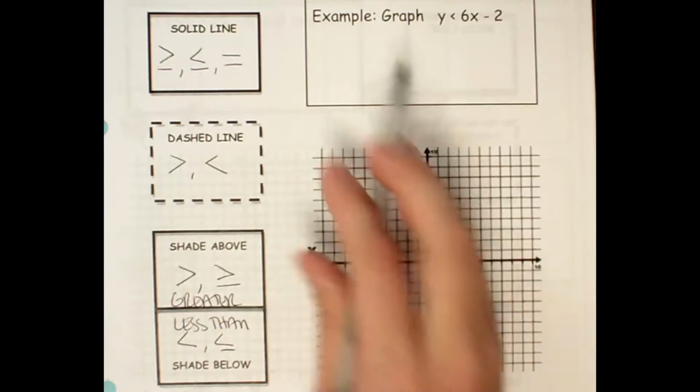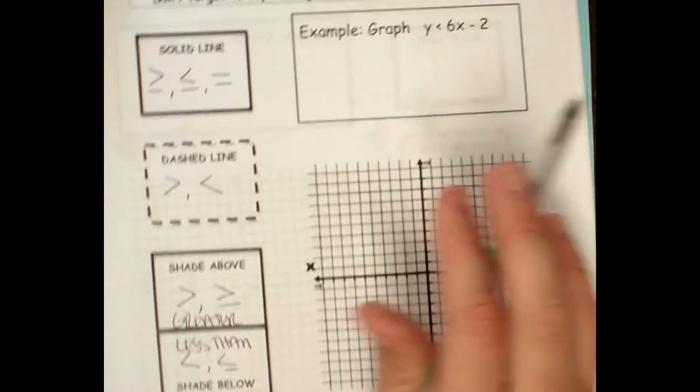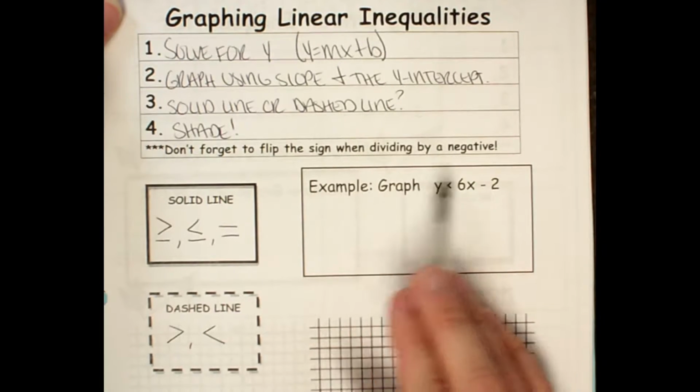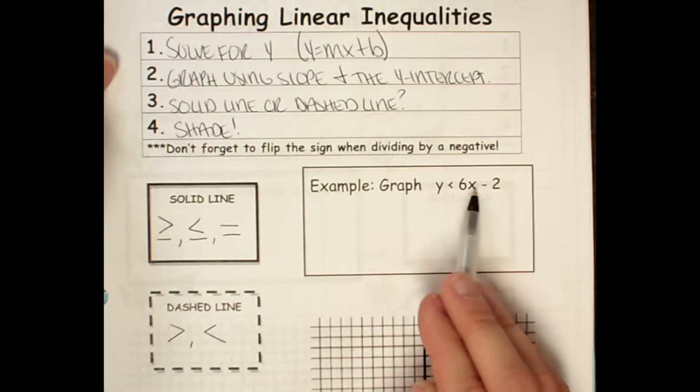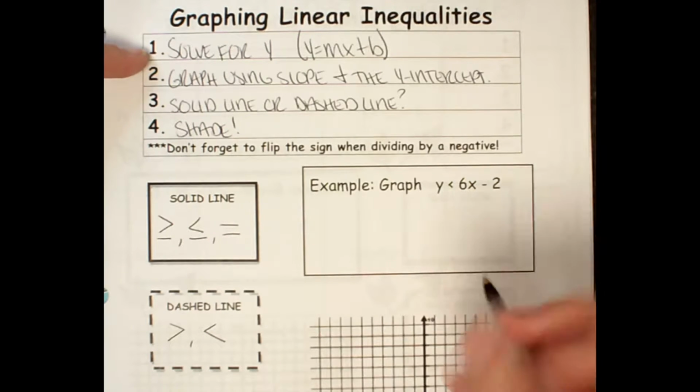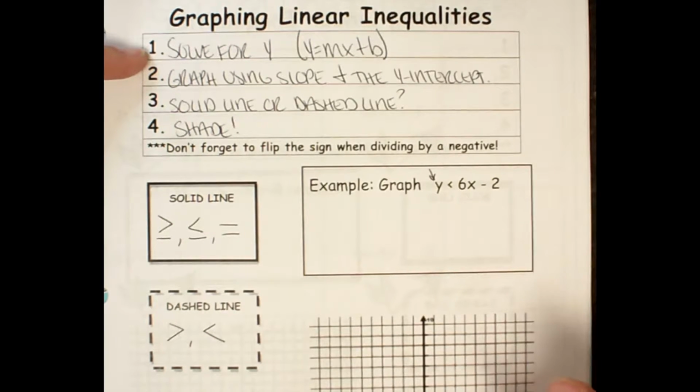So looking at my example, move it back down so we can follow our steps. They give me this, they say graph y is less than 6x minus 2. So let's start with step 1, solve for y. Well, if you look, y is already by itself, so step 1 is done. Step 2, graph using your slope and the y-intercept.